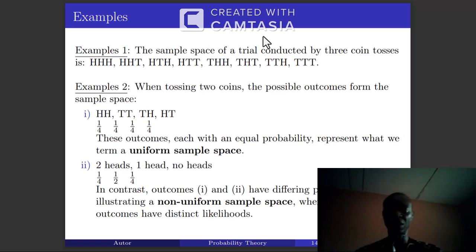But suppose we now have, okay, the chance of head coming up, if it's not a fair coin, we now assign a probability to each of them. Let's say 2 heads with 1/4, and 1 head is 1/2, and no head is 1/4. So this shows that this is not a uniform sample space. We call it non-uniform sample space.